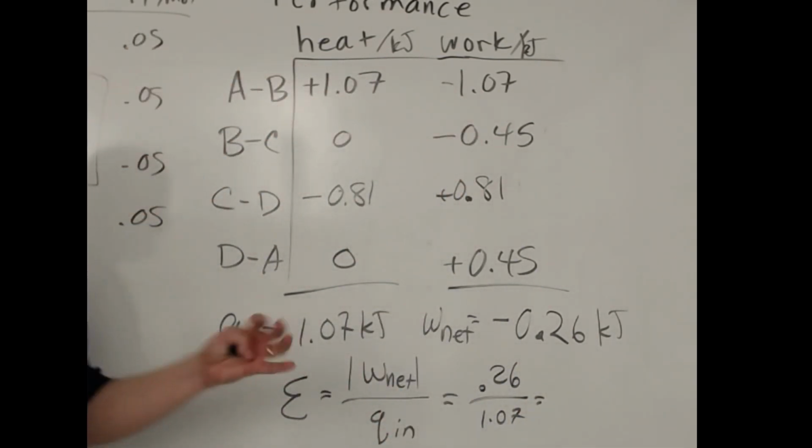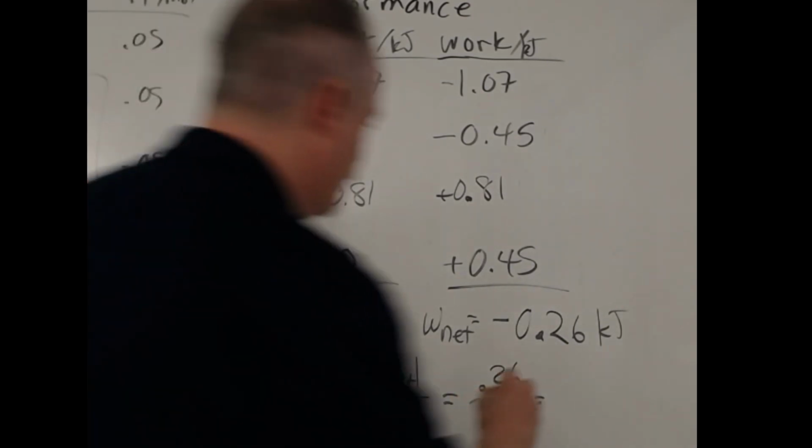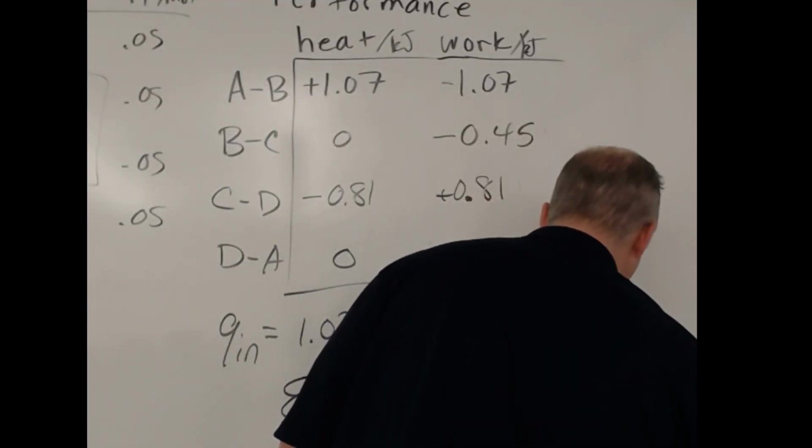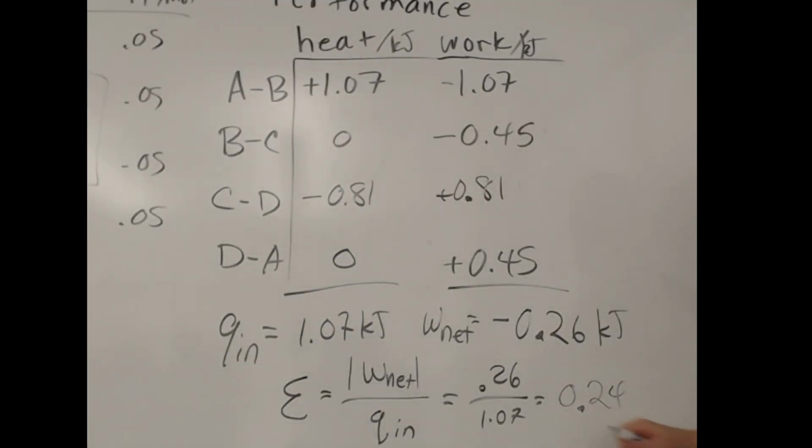So it's 0.26 over 1.07. It's close to 26, but at that 07, it gives us a little bit less. So it comes out to be about 24% efficient. Is that what you got? Yes. Yeah. 0.24. So 24% efficiency for this system.